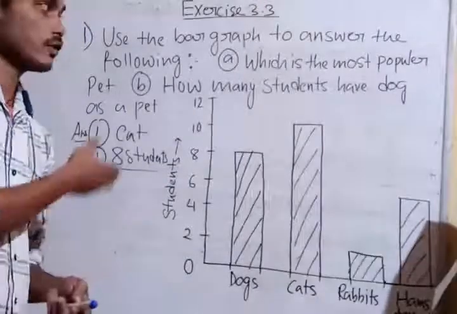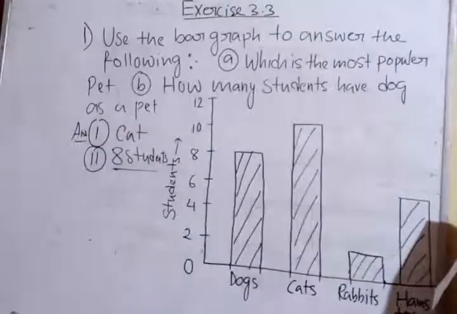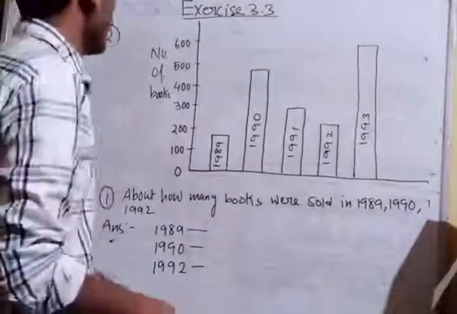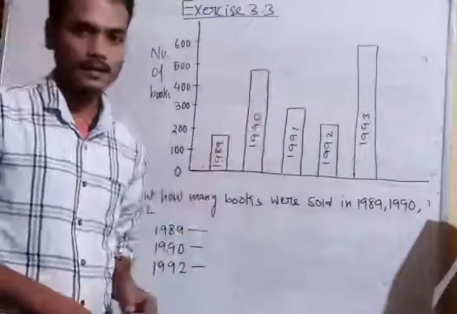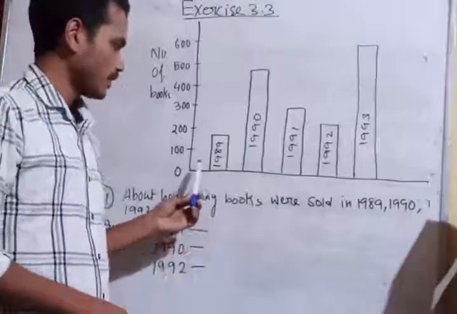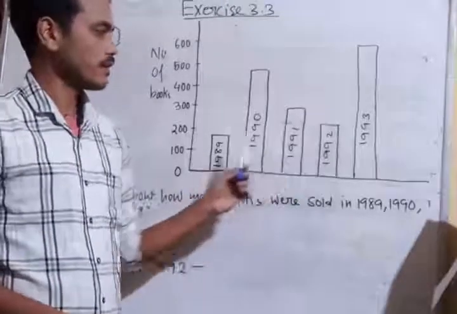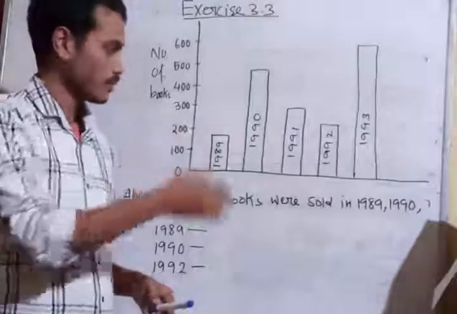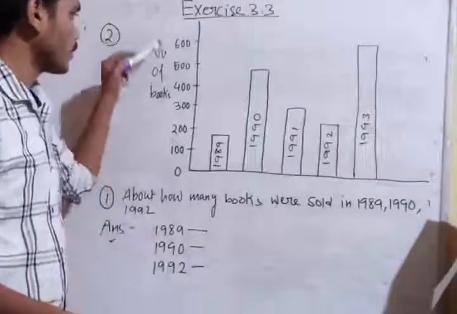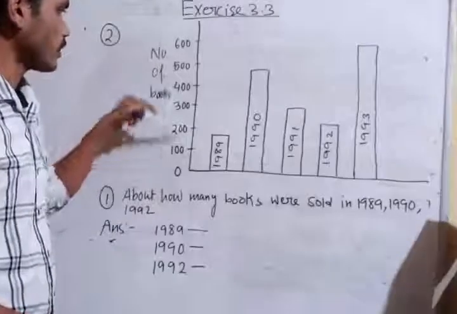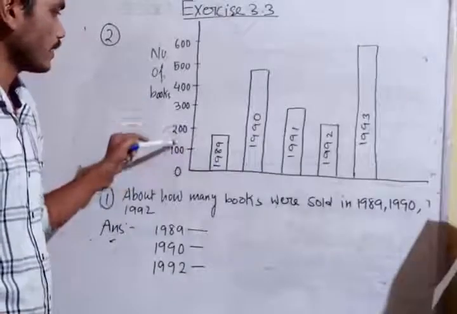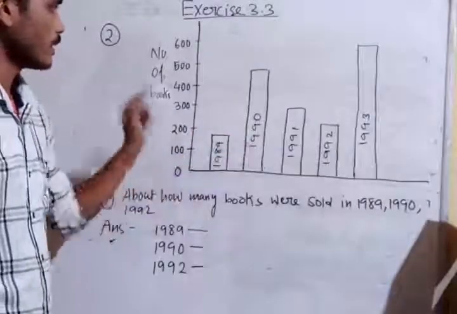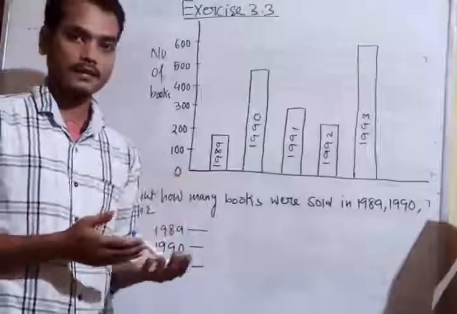Now let's see question number 2. In question number 2, another bar graph is given here. In this bar graph, 5 consecutive years are given: 1989, 90, 91, 92 and 93. In these 5 consecutive years, the number of books sold from a bookstore is given. In 1989, this many books were sold; in 1990, this many books were sold; in 91, this many books were sold.